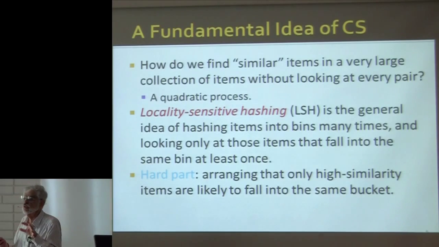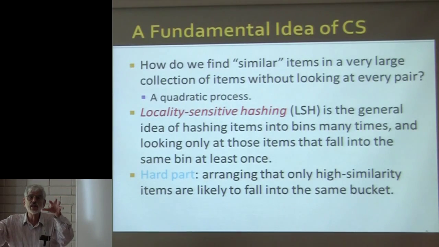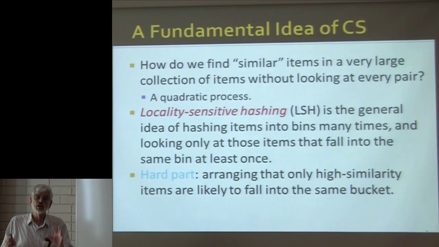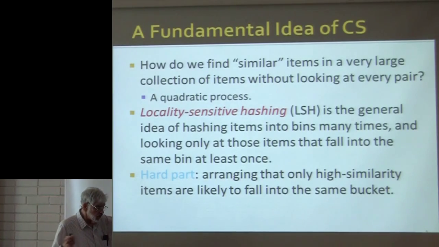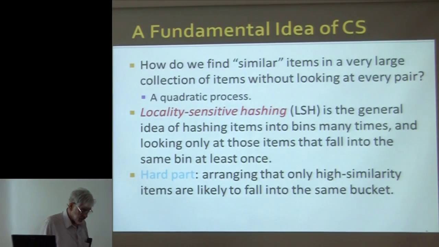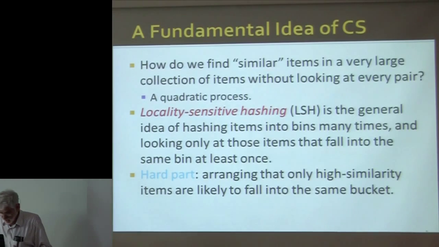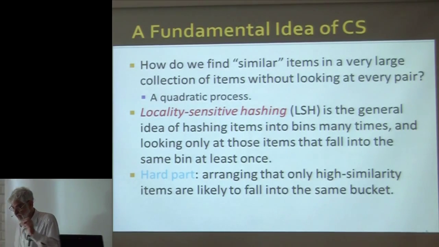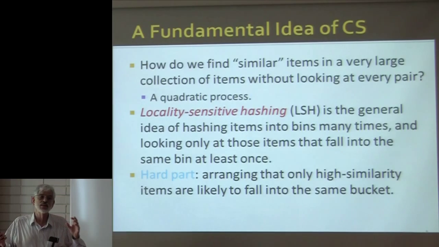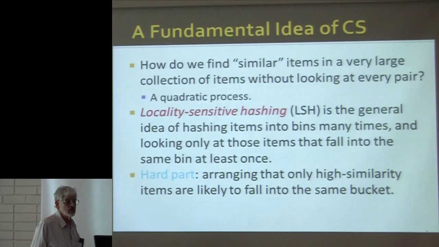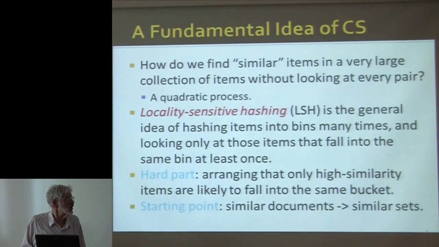And if they're not similar, chances are very small that they'll be thrown into the same bin. And you're going to do this not once, but you're going to have many of the classical hash functions. And you want to arrange that, if two items are similar, they will surely or almost surely go into the same bin at least once among all these different hashings that you're doing. And if they're not similar, then the chances are good that none of the hashings will send them to the same bin. Okay, and that, of course, is the hard part.